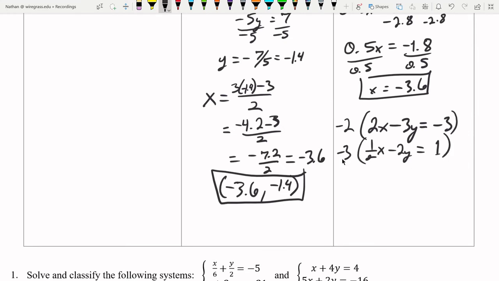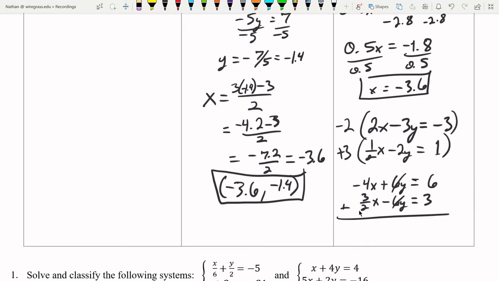I could also do -2 and +3. It doesn't really matter. I'll just do this. You need to have opposite signs. Just choose one to do it, whichever may come across to you as easier. We have -4x plus 6y equals, let's see, it's going to be 6. Then we have 3/2 x minus 6y equals 3. Adding it, the y's cancel.